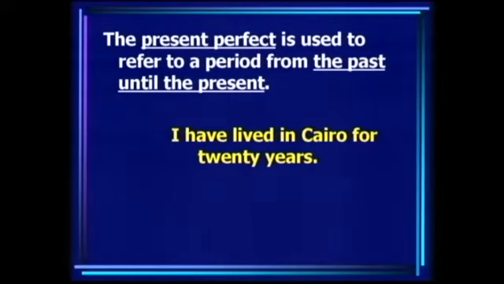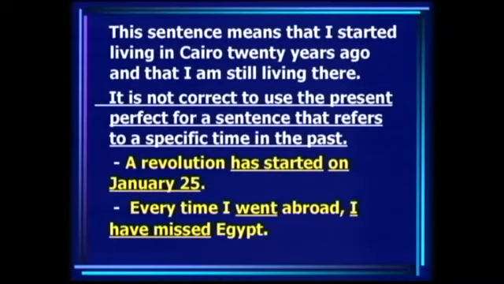يبقى I'm talking about a period which started in the past and continues until the present. الحاجة اللي ابتدت من الماضي ولسه مستمرة لغاية الحاضر استعمل معاها ايه؟ present perfect. I have lived in Cairo for 20 years. This sentence means that I started living in Cairo 20 years ago and that I'm still living there. It's not correct to use the present perfect for a sentence that refers to a specific time in the past.